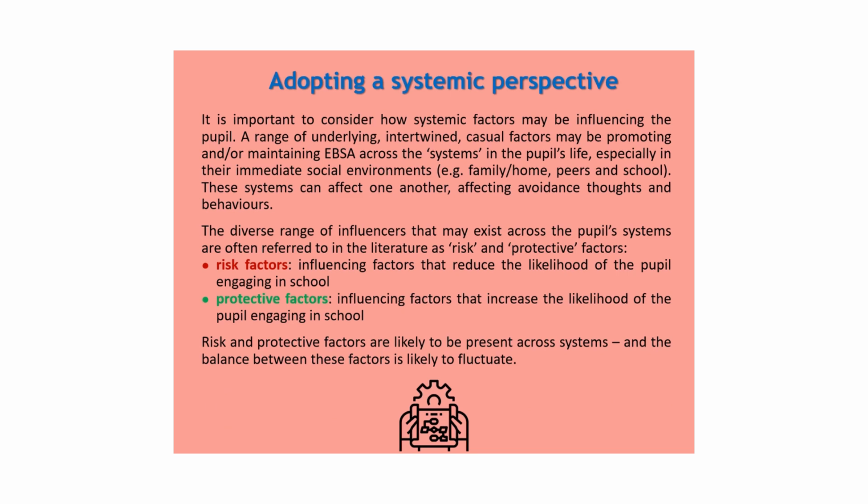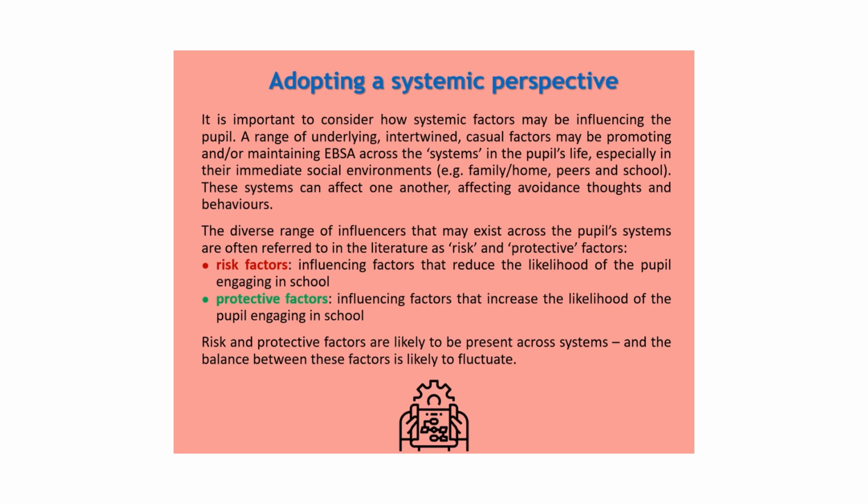Adopting a systemic perspective. It is important to consider how systemic factors may be influencing the pupil. A range of underlying, intertwined, causal factors may be promoting and or maintaining EBSA across the systems in the pupil's life, especially in their immediate social environments, for example, family, home, peers, and school. These systems can affect one another, affecting avoidance thoughts and behaviours. The diverse range of influences that may exist across the pupil's systems are often referred to in the literature as risk and protective factors.